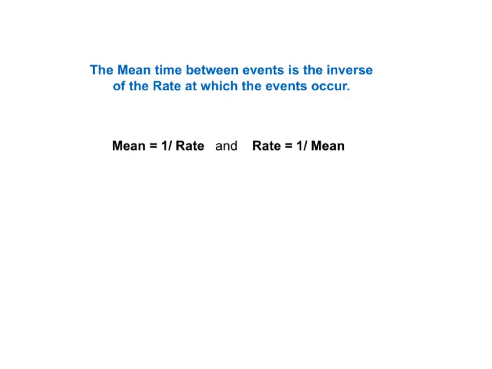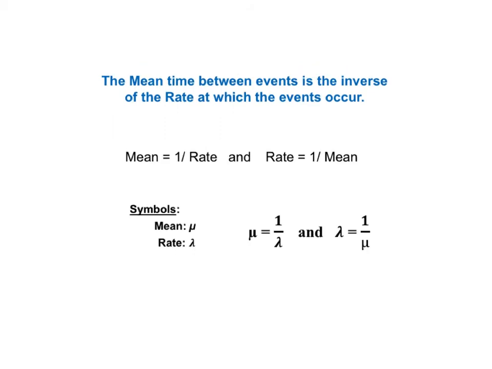The mean time between events is the inverse of the rate at which the events occur. In the example above, a mean time between customer arrivals of 15 minutes corresponds to a rate of 1/15 of a customer in 1 minute. So the mean is equal to 1 divided by the rate, and the rate is equal to 1 divided by the mean. The symbol for mean is the Greek letter mu, and the symbol for rate is the Greek letter lambda. So mu equals 1 over lambda, and lambda equals 1 over mu. Mu and lambda are the inverse of each other.